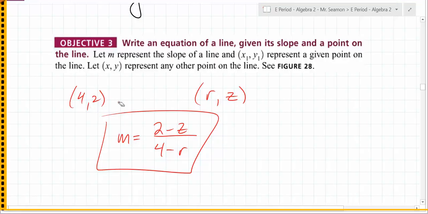So what this asks you right here is, let's say instead of z and r here, actually, I'll keep that up there so you can see it. What was it, 4, 2? And what was it, r and z?